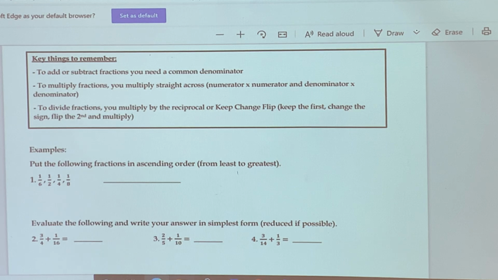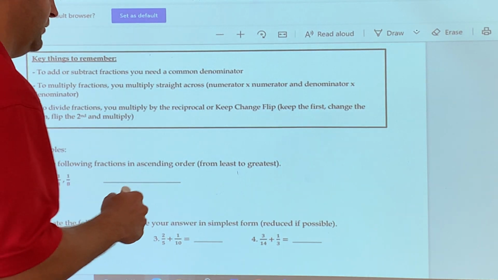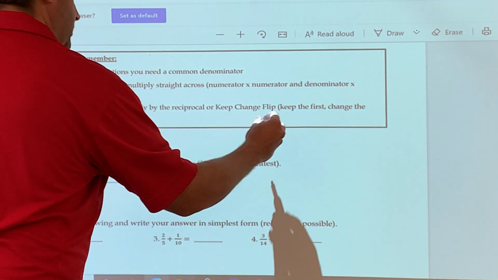Okay, so let's look at this first one right here. He wants us to put the fractions in order from smallest to largest. And how do we do that? Now, ideally, I said don't use a calculator. If you were here face to face, I would say don't use a calculator. My challenge to you is to try and do these without one, because if you can do these without a calculator, then it'll become very easy for you.